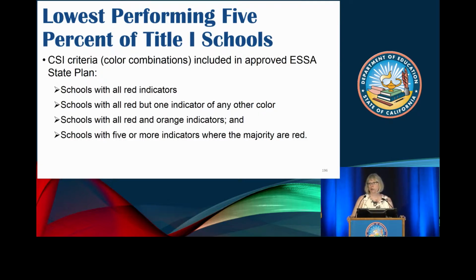This criteria was put in through the negotiation process with the U.S. Department of Education. They were concerned that a school could have all red on the academic indicators and then have a green or a yellow on suspension, and they wouldn't get identified. That's why this criteria is here. Then we have schools with all red and orange indicators. And again, the last criteria, schools with 5 or more indicators where the majority are red will be included. This again is another criteria that was added through the negotiation process with the U.S. Department of Education.